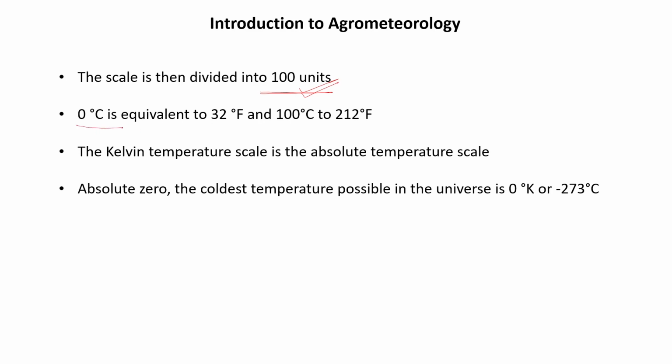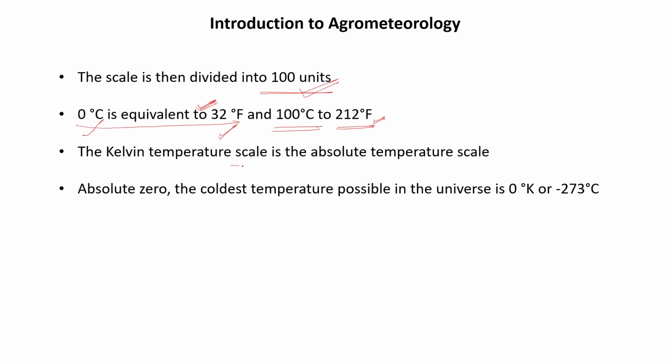0 degrees centigrade is equivalent to 32 degrees Fahrenheit. This is very, very important. 0 degree on the Celsius scale, when the same temperature is measured on the Fahrenheit scale, will be 32 degrees. So 0 degree centigrade is equivalent to 32 degrees Fahrenheit, and 100 degrees centigrade is equal to 212 degrees Fahrenheit.